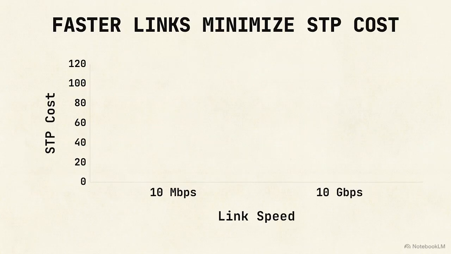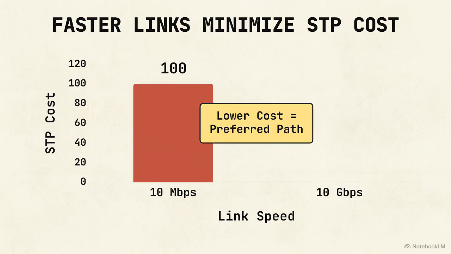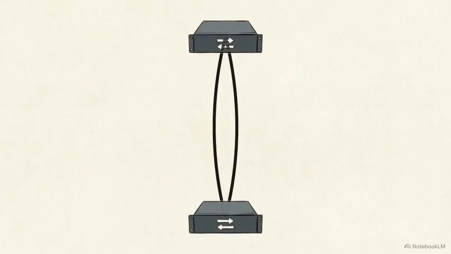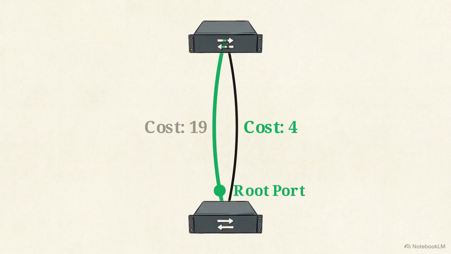This chart details STP cost values. Path cost is inversely proportional to link bandwidth. A legacy 10 megabit copper link carries a massive cost of 100, while a 10 gigabit fiber optic link drops the cost all the way down to 2. Each non-root switch evaluates its available paths and selects a single interface that yields the lowest cumulative cost. This specific interface is designated as the root port.